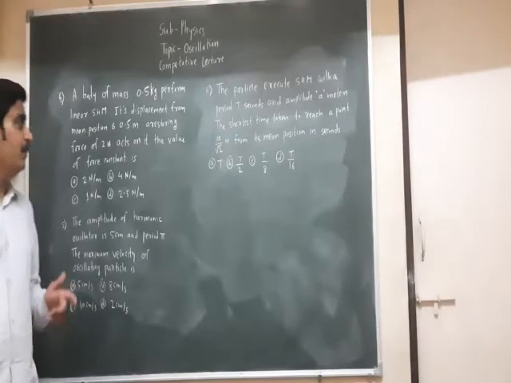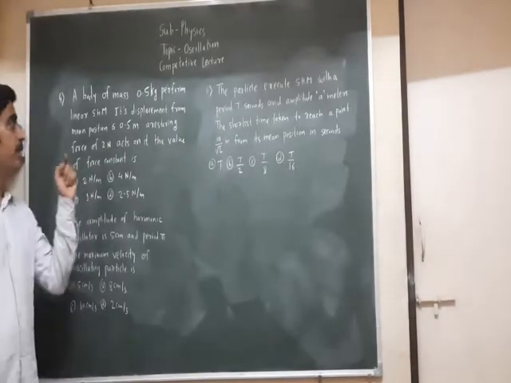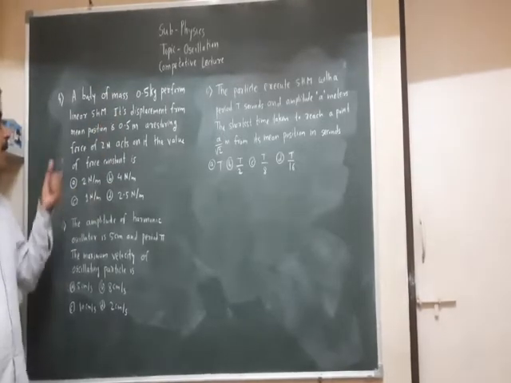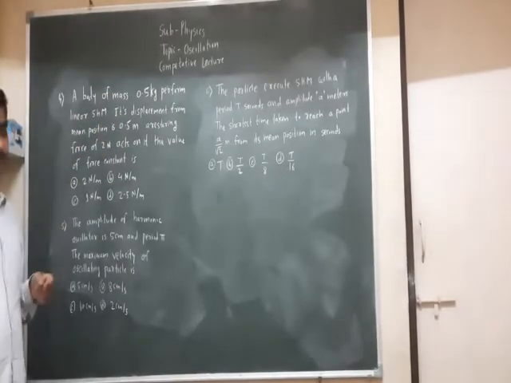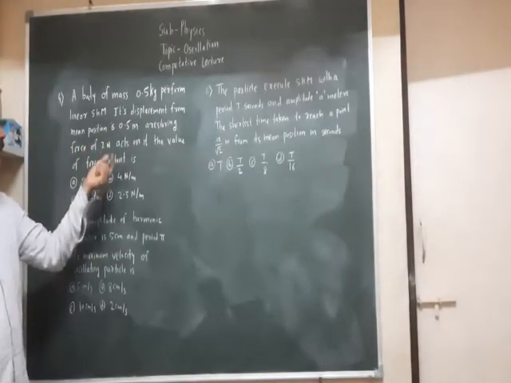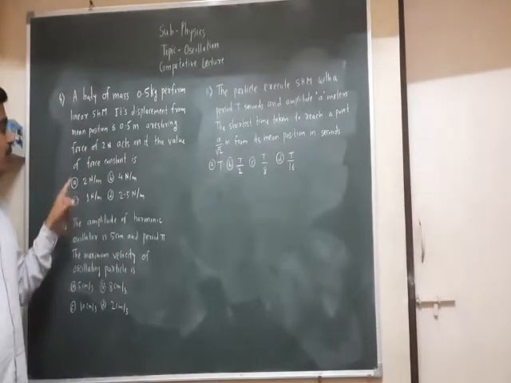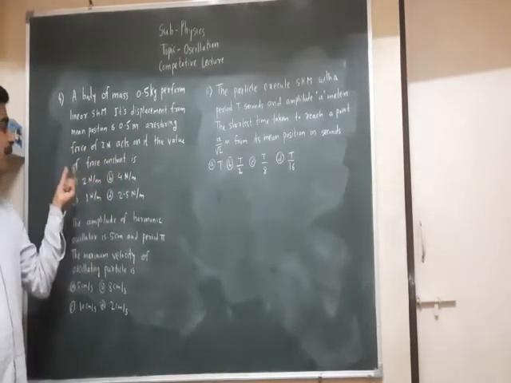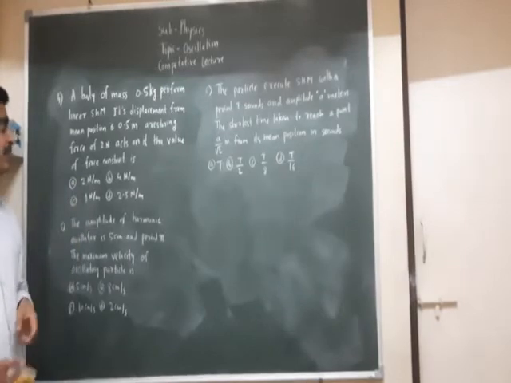Okay friends, now we move towards question number 4. A body of mass 0.5 kg performs linear acceleration. Its displacement from the mean position is 0.5 meter. A restoring force of 2 Newton acts on it. The value of force constant is.